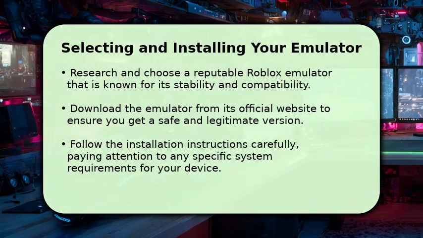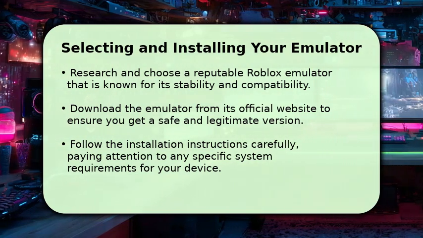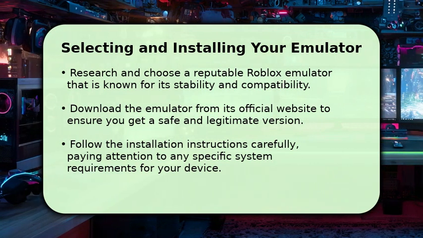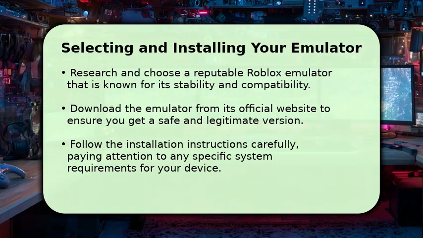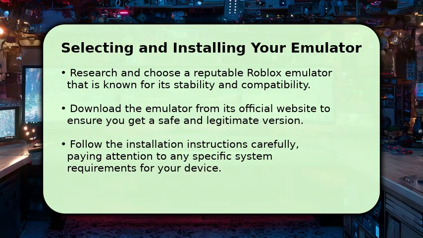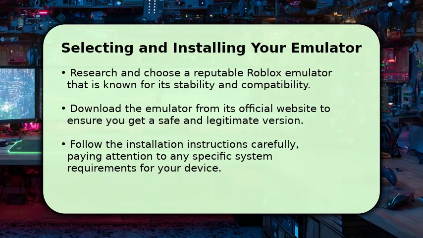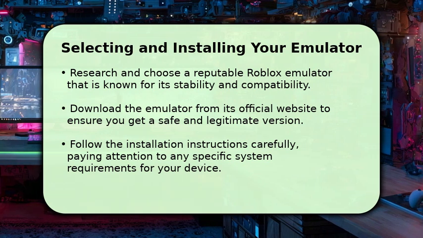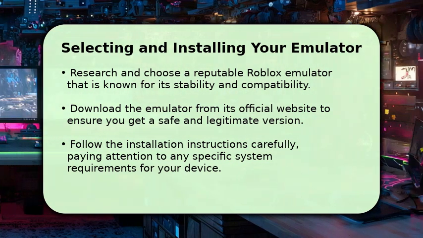Now, let's talk about getting started. The first crucial step is selecting the right emulator. There are several options available, so take some time to research and pick one that suits your needs and device specifications. Always download from the official source to avoid any security risks. Once you have your chosen emulator, simply follow the on-screen instructions for installation. It's usually a straightforward process, taking just a few minutes to complete.